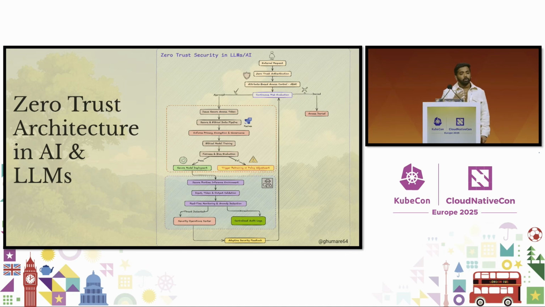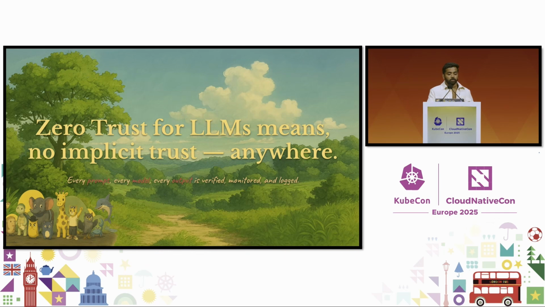And then every request goes through input validation, token limits, and output filtering. At the end, it continues with your SOC team, who checks the report and reports the abuse if it happens. So that's what zero trust for LLM means: no implicit trust anywhere.